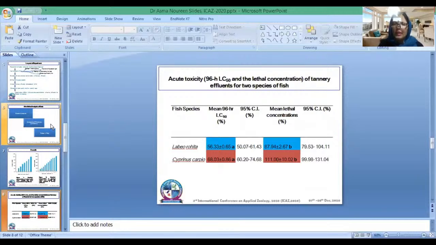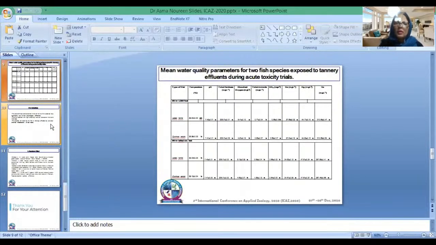The determined values of 96-hour LC50 for Labeo rohita and Cyprinus carpio are 56.33 and 86.03%, while the mean lethal concentrations for the two fish species are 87.94 and 111%. This is the data indicating the mean water quality parameters for the two fish species exposed to tannery effluents during acute toxicity trials.